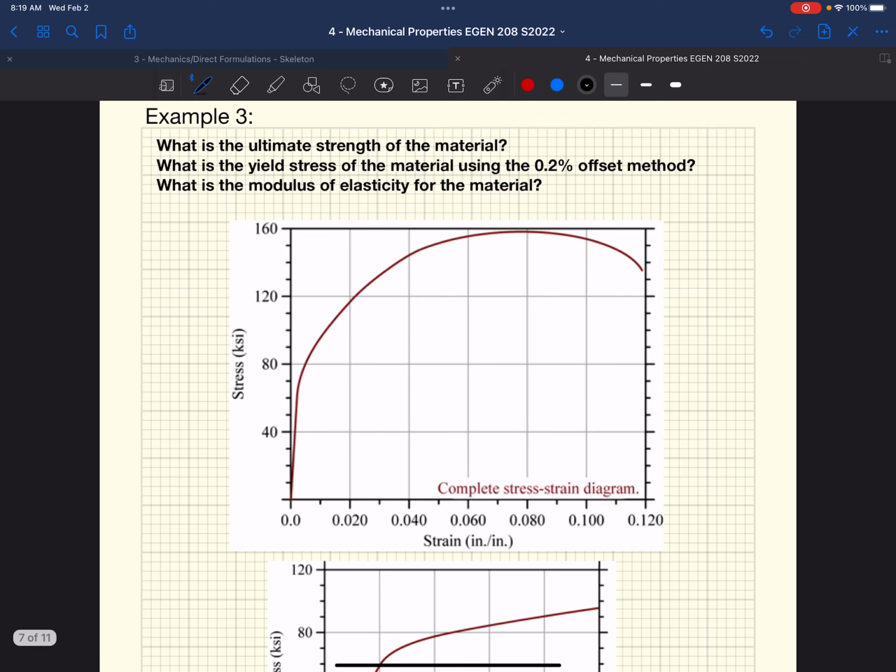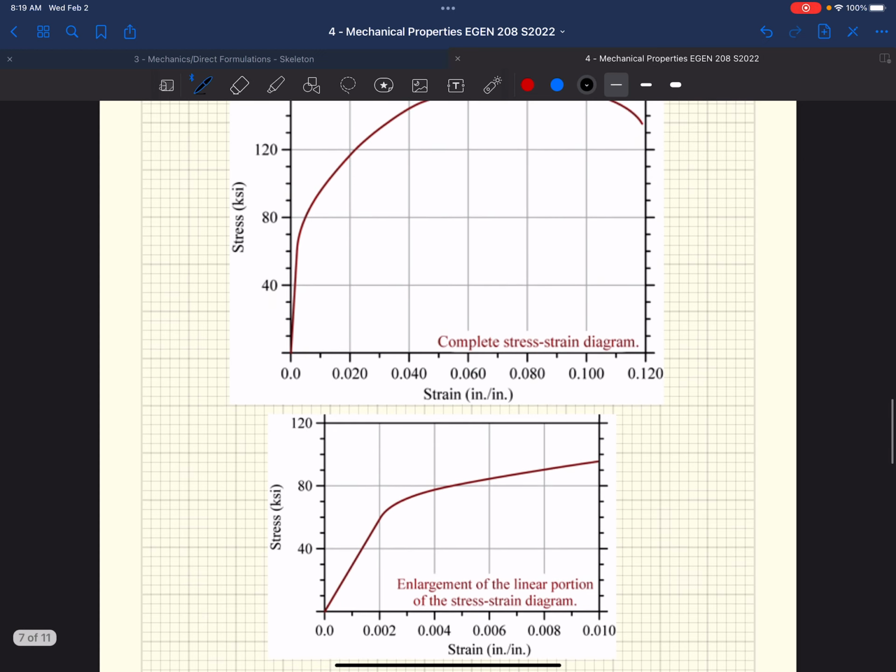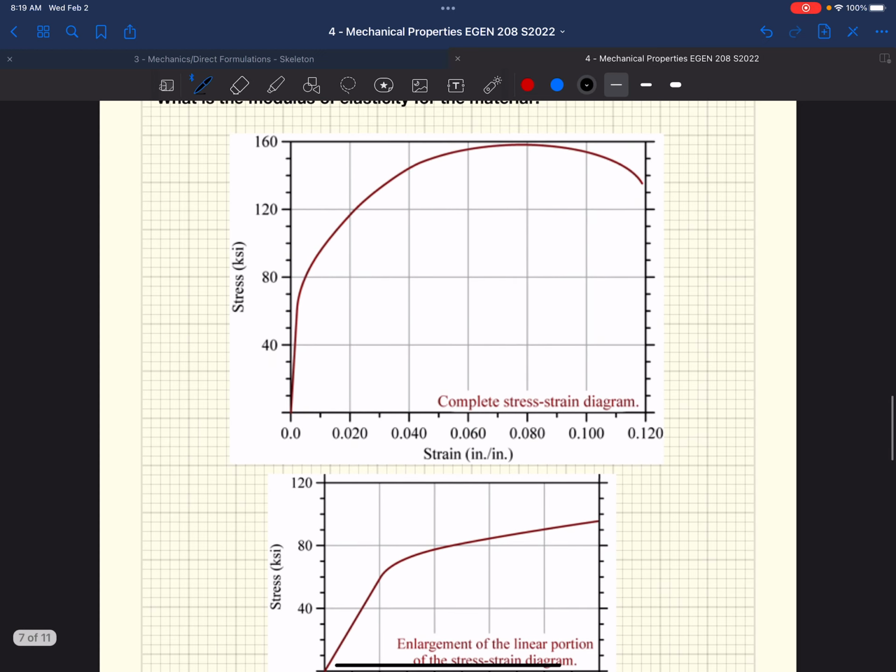All right, another quick example. What is the ultimate strength of this material? What is the yield stress of the material using the 2% offset method? And what is the modulus of elasticity of the material? So we get a stress strain response. This is the complete stress strain response. Obviously, this goes out to a very large strain, 0.12. That's way out there.